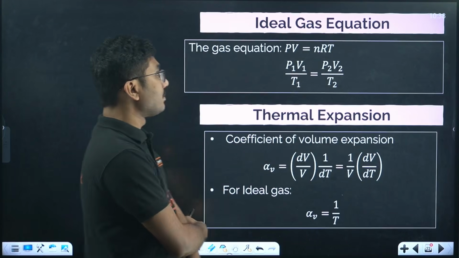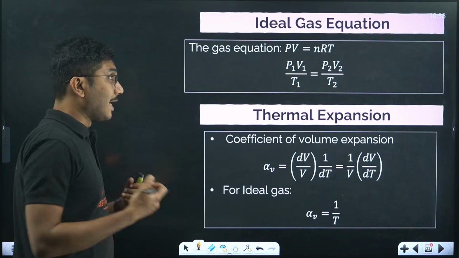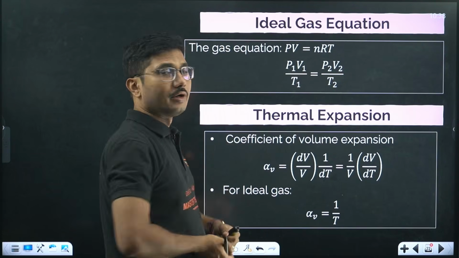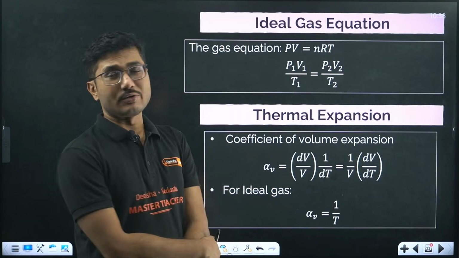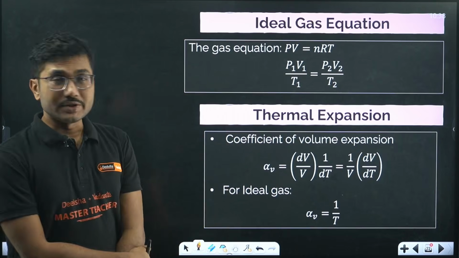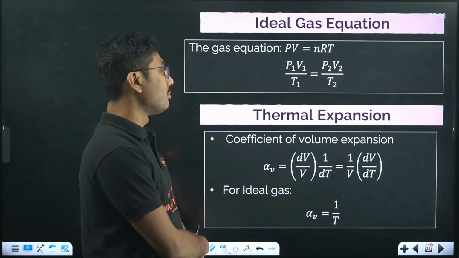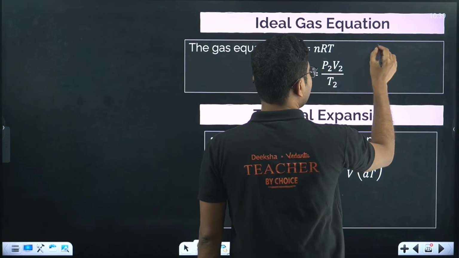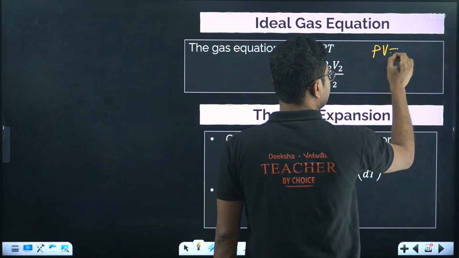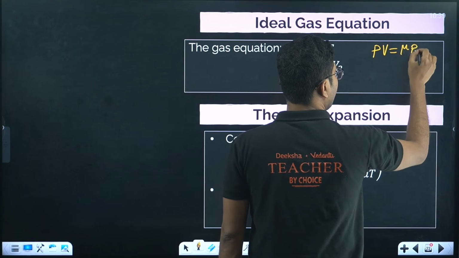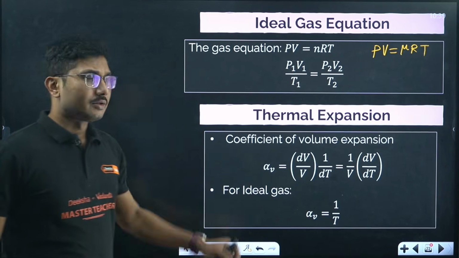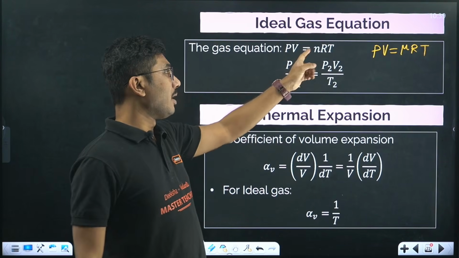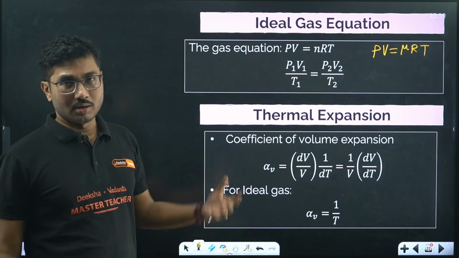In thermal properties we have the ideal gas equation. What is the ideal gas equation? We all know one of our old familiar formulas, PV = nRT. P is pressure, V is volume, n is number of moles. Some of your textbooks do write this as μRT. Both are the same, μRT or nRT. Whatever formula you have studied, that is the same, only μ and n are the number of moles.